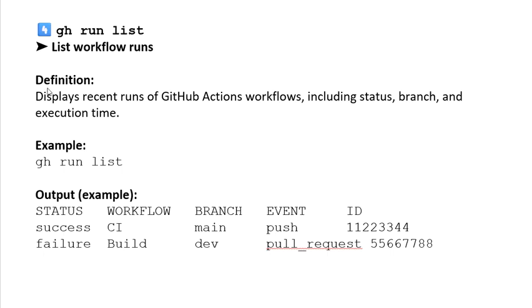Fourth and last command is gh run list, which lists the workflow runs. The definition is to show the recent runs of the GitHub Actions workflows, including status, branch, and execution time. The example is gh run list, and the output has status, workflow, branch, event, and ID. The first: status success, workflow CI, branch main, event push, ID 11223344, an 8-digit ID. The second: status failure, workflow Build, branch dev, event pull_request, ID 55667788.